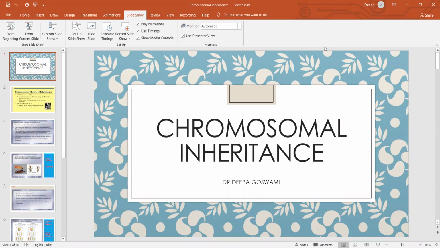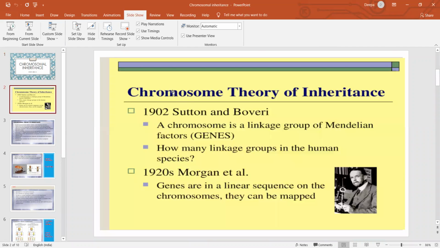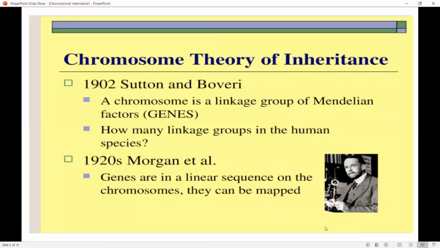Good morning, students. Today we are going to discuss chromosomal inheritance. So here we see in the next slide, what is chromosomal inheritance and what is the role of inheritance in chromosome. The chromosomal theory of inheritance was described by Sutton and Boveri in 1902.